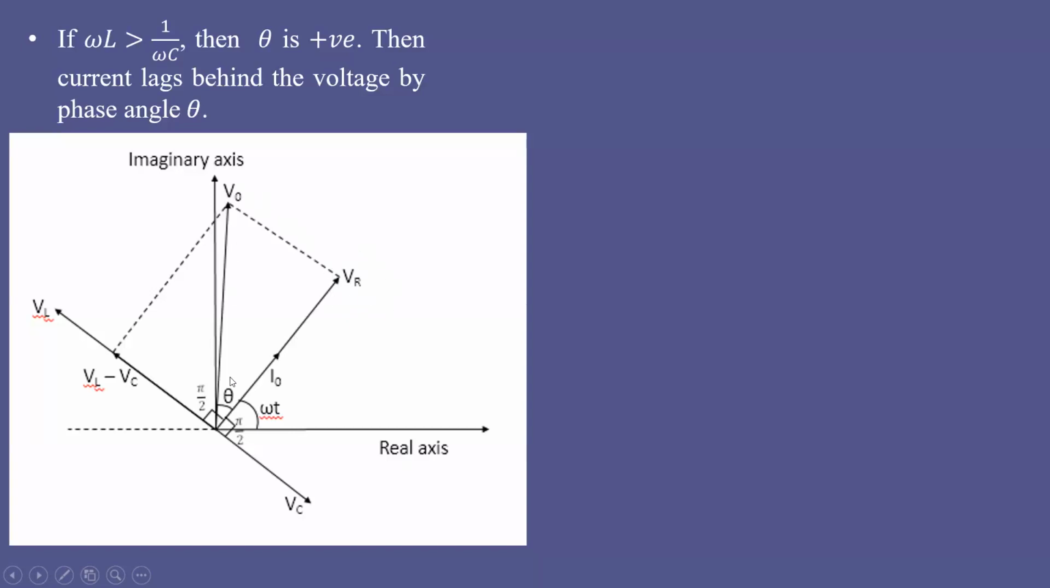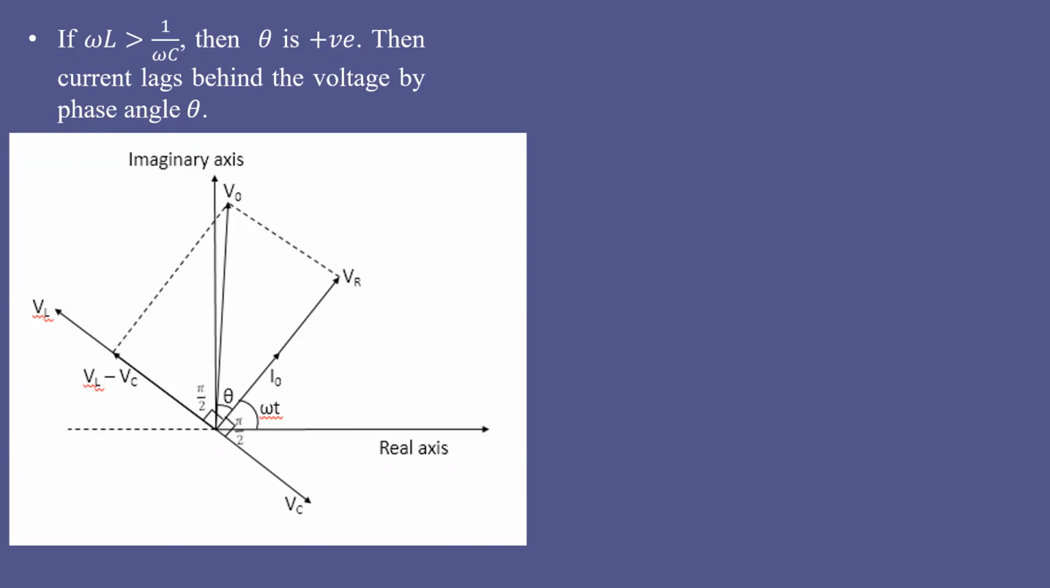But the resultant voltage is leading the current by angle theta. So the voltage is leading by the angle theta with respect to the current I naught here. In other words, the current lags behind the voltage by phase angle theta.